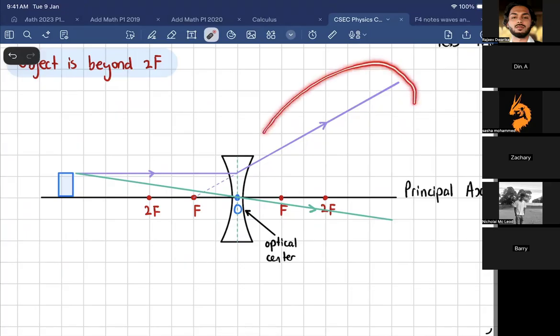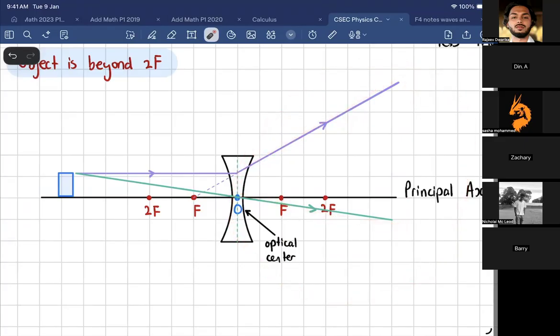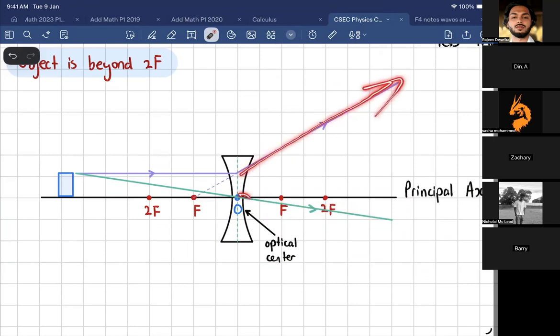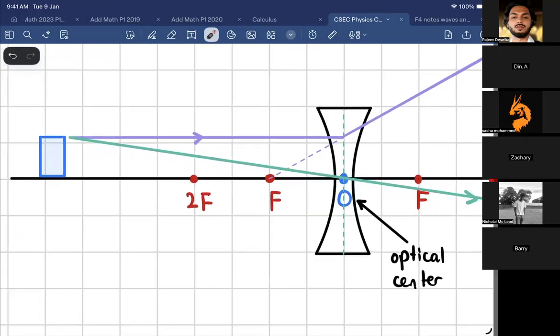Sasha, are you seeing any intersection between the purple and the green after it passed the lens? So the purple going in that direction, the green going in that direction. Are they intersecting? Are they crossing each other? No. When I say crossing, I mean crossing each other. They're not crossing, they're just diverging. But if we look before the lens, are you seeing any cutting, crossing, anything?